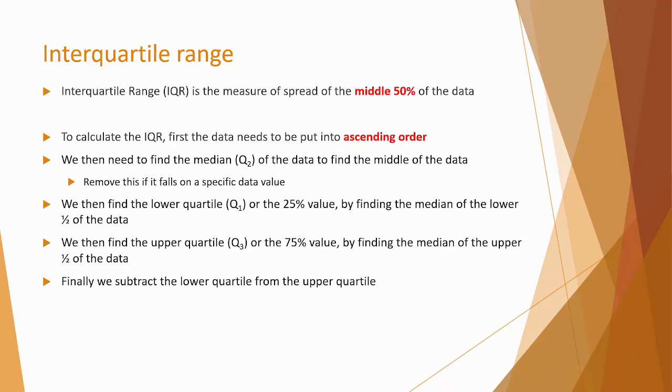Once we've got the lower and upper quartile, we can subtract the lower quartile from the upper quartile. Similar to the range where we take the low number away from the upper number, we do this for the quartiles as well. So we take that lower 25% value and subtract it from the upper 75% value. So we can write this as the interquartile range is the upper quartile minus the lower quartile.